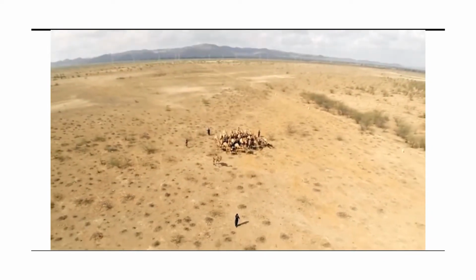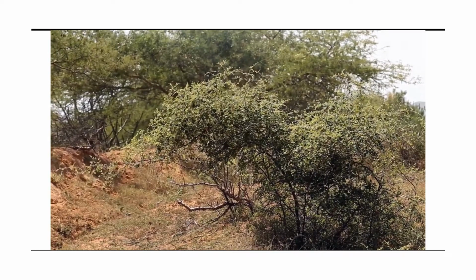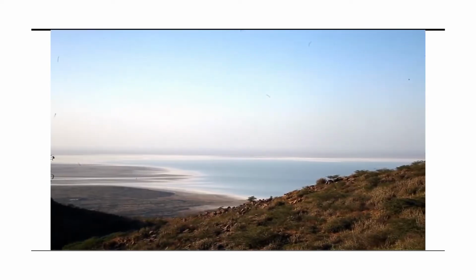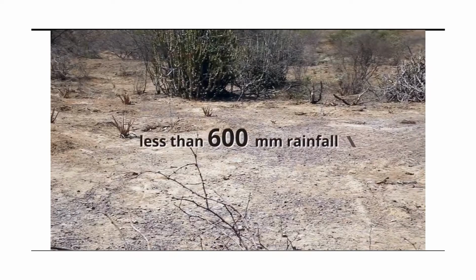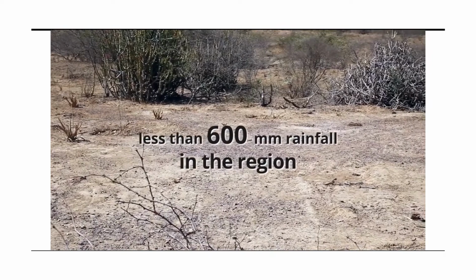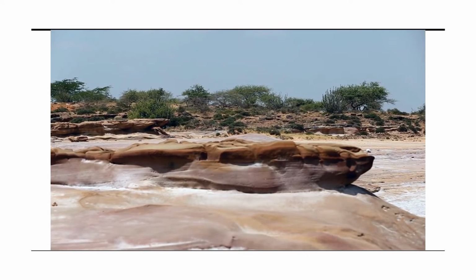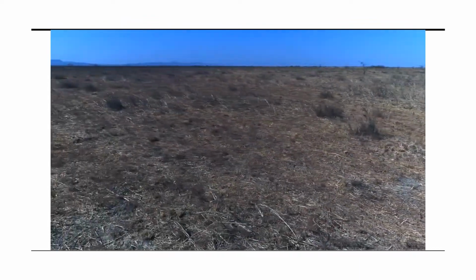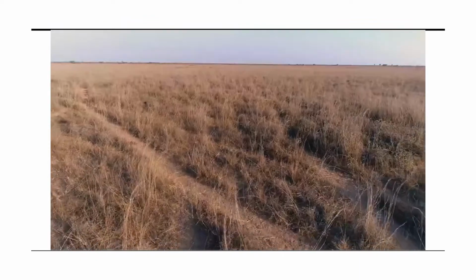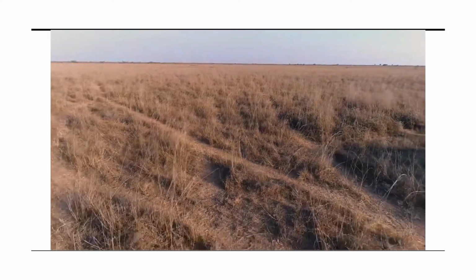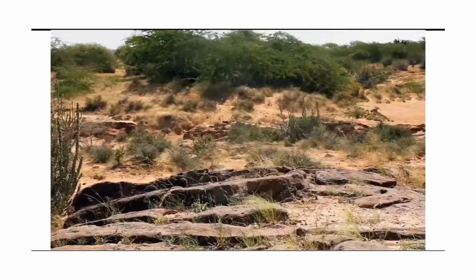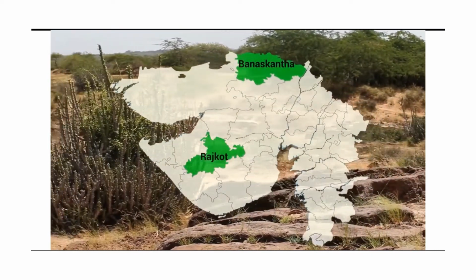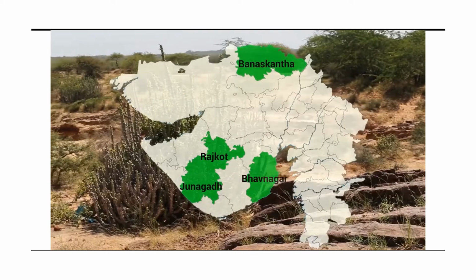The forest of arid ecoregion, known as type 6B, northern tropical thorn forests. These types of forests occur in the region with less than 600 mm rainfall. The driest, rockiest areas of the ecoregion are covered with scrub, and the soil is usually bare in these areas. However, some grassy growth may also appear during the short monsoon. These forests are found in districts of Banaskantha, Rajkot and parts of Bhavnagar, Junagadh and Kutch.